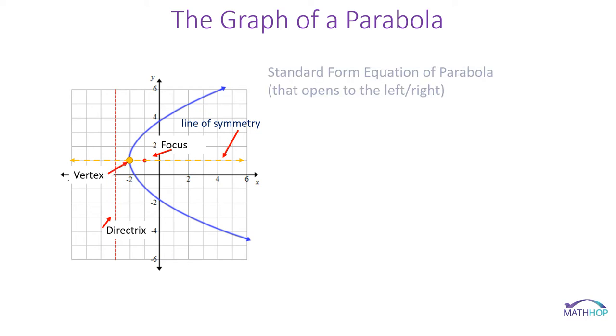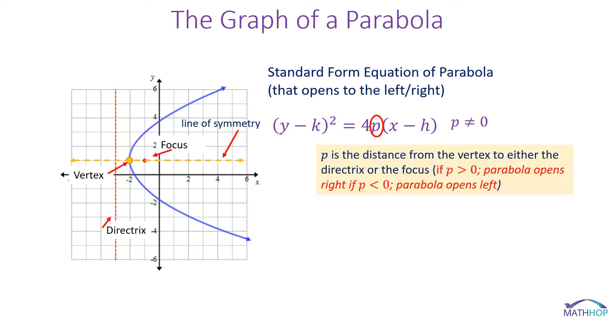So the standard form for this parabola, when it opens to the left or to the right, is slightly different. Instead of squaring x, we are squaring y. Notice it's y minus k squared, k is still with y, equals 4p times the quantity x minus h. P still can't be 0, and p hasn't changed. P is still the distance from the vertex to either the directrix or the focus. This time, though, if p is positive, then it opens to the right. If p is negative, the parabola opens to the left.